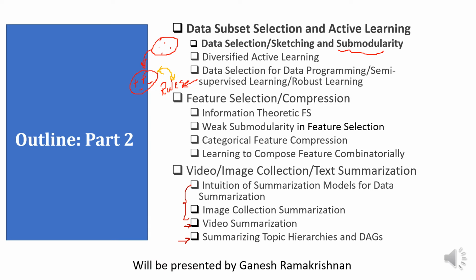In this part, we begin by first presenting approaches to data selection sketching, often invoking submodular functions. We'll then move on to active learning. Several active learning algorithms are actually built on top of data selection strategies, and several of them actually make use of submodularity. Finally, we move to a very complementary area, which is data selection for data programming.